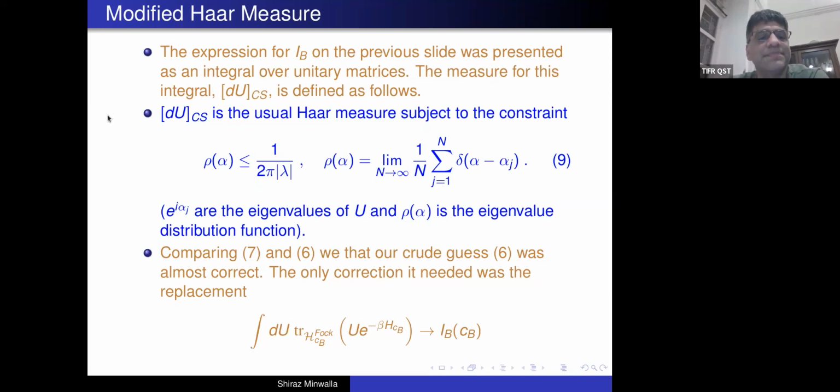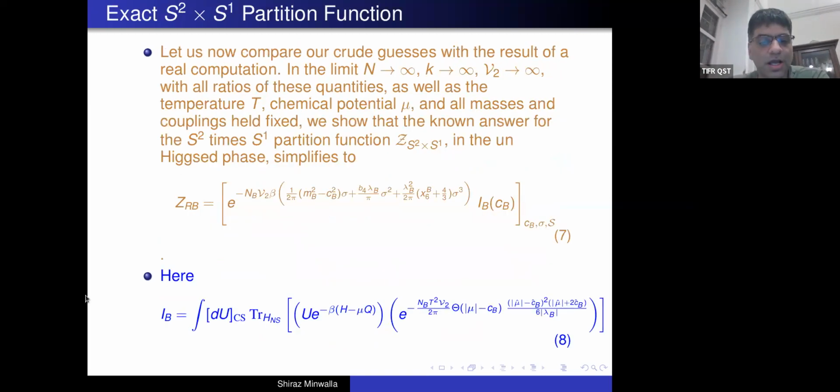The Chern-Simons modified Haar measure is the same as the usual Haar measure, but with one additional constraint. This eigenvalue density function, which was always constrained to be larger than 0, has a new constraint. It also has to be smaller than 1 over 2 pi times mod lambda.